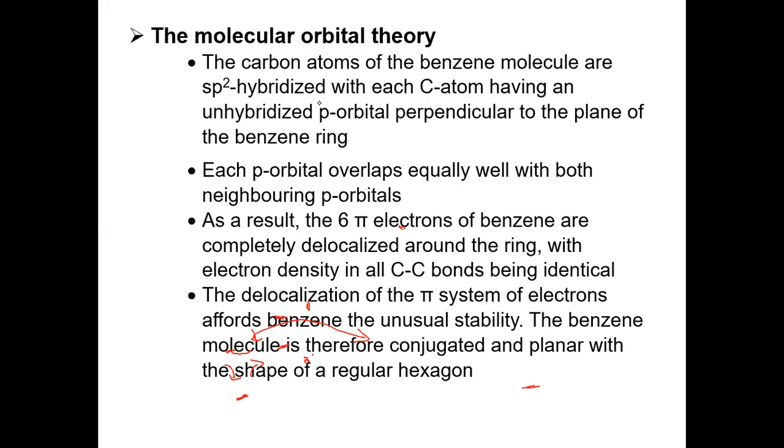So this is the molecular orbital theory. Now, the idea is molecular orbital, so we are talking about what happens at the molecular level. Very simple. Now we are saying that the carbon atoms in benzene, each of them is sp2 hybridized. That means there's an unhybridized p orbital that is perpendicular. So there are very important things that you have to take note of in regard to this.